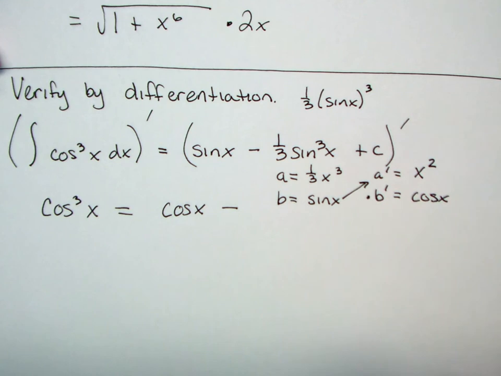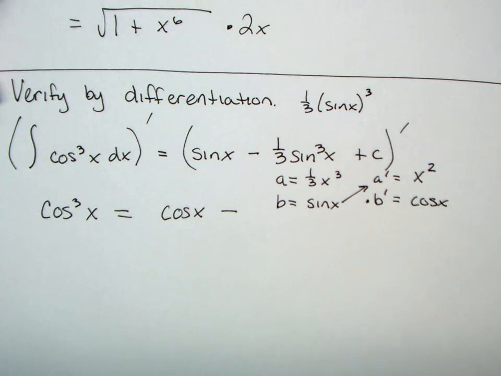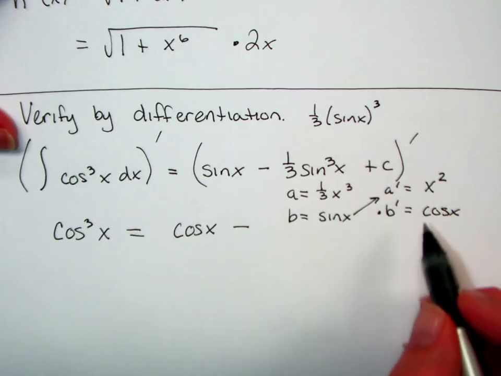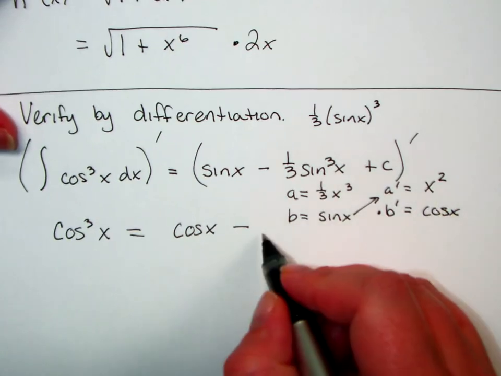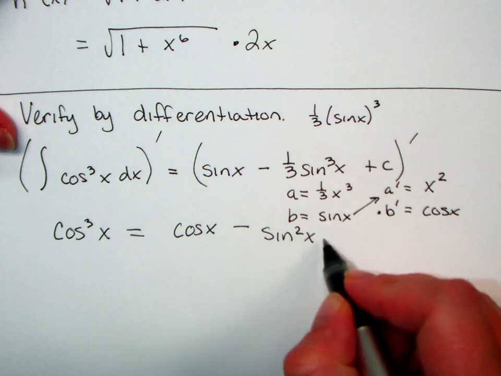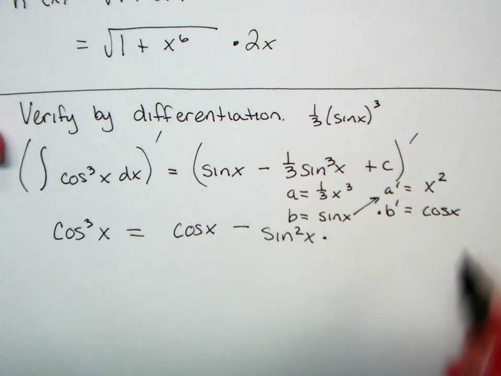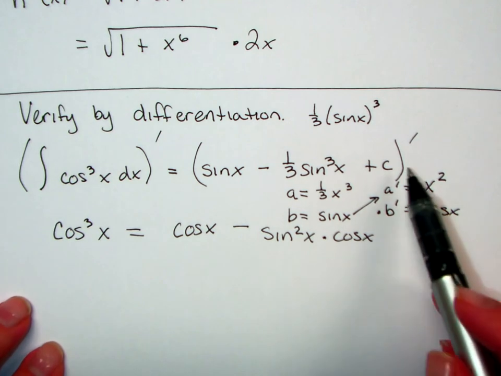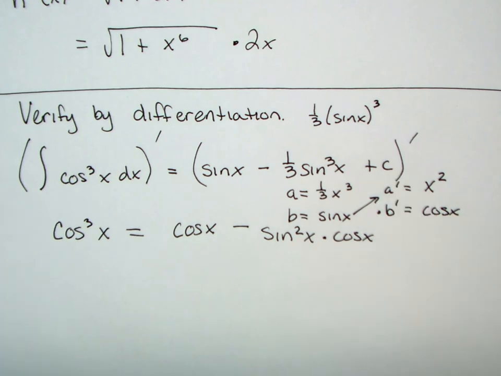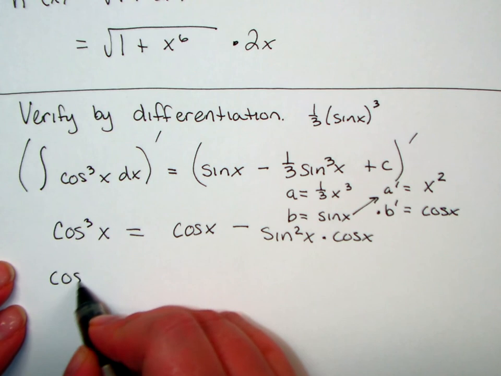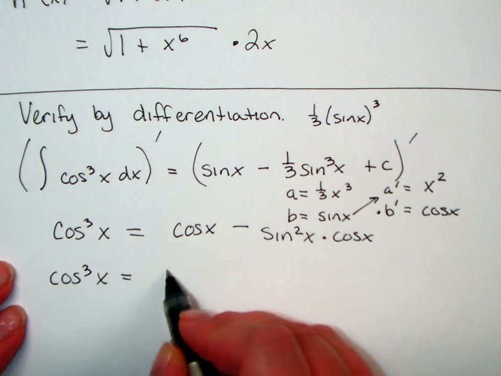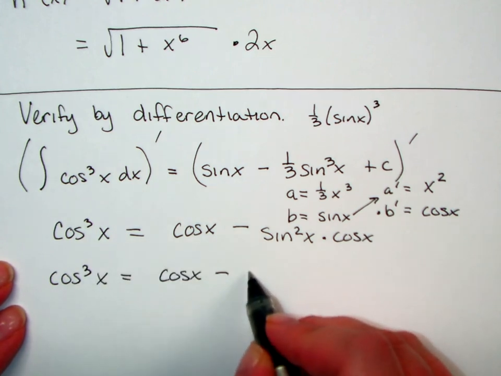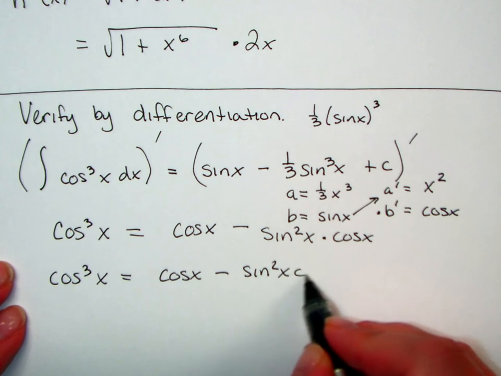So to do the chain rule here, I need to plug b into a prime and then multiply times b prime. So I'm going to get sine x into x squared is sine squared x. And then I'm going to multiply by cosine. Okay. And then, of course, the derivative of the constant is 0. So I have this equation now. I'm going to kind of clean it up. I have cosine x minus sine squared x cosine x.